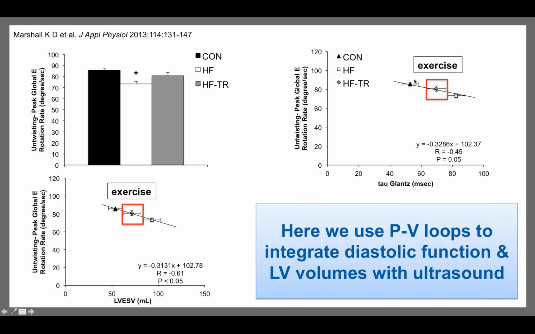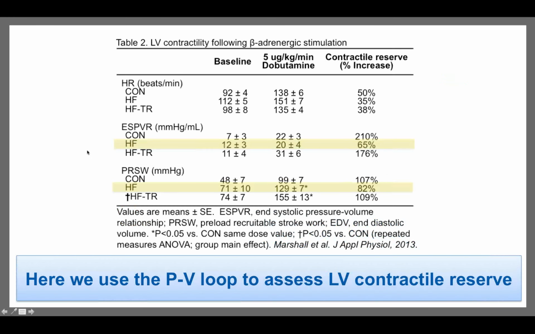And you can see really nicely that in our heart failure group, as that increase in tau, which is considered an indicator of diastolic dysfunction, gets higher, we see a decrease in untwisting. Exercise, we were able to prevent that. And also with left ventricular end-systolic volume, we see an increase in the heart failure group, again indicative of some systolic dysfunction in this case, and a decrease in untwisting during early diastole that, again, we were able to prevent with exercise training, or at least attenuate that decline. So again, we're using pressure volume loops to integrate diastolic function from our PV loops and also our ultrasound measures. And then finally, I want to show you some contractility data.